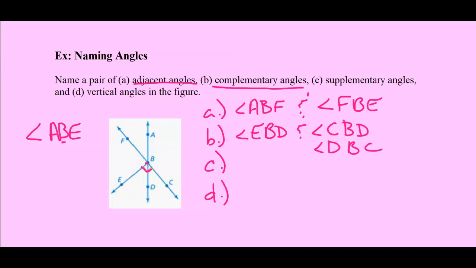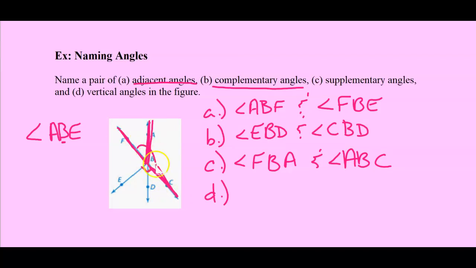Okay, supplementary angles add up to 180 degrees, or a straight line. So we're looking for a straight line, and we see one right there. 2 angles that help form that straight line are angle FBA and angle ABC. So we're talking about this angle, this acute angle right here, and this obtuse angle. Together, they equal that 180 degrees that we're looking for.